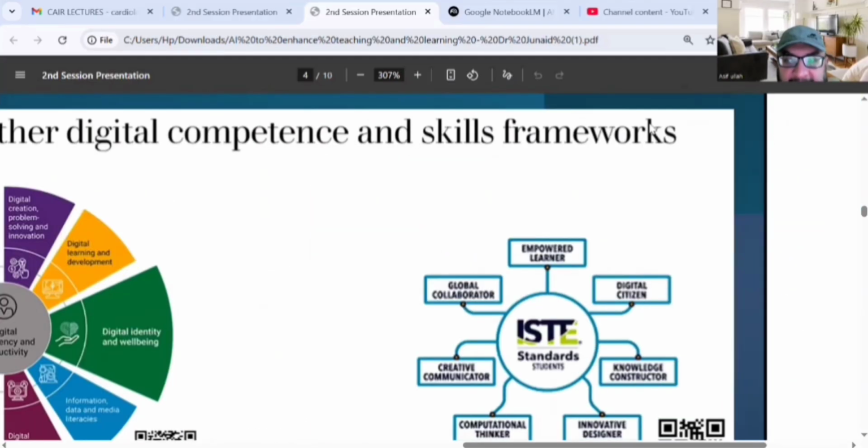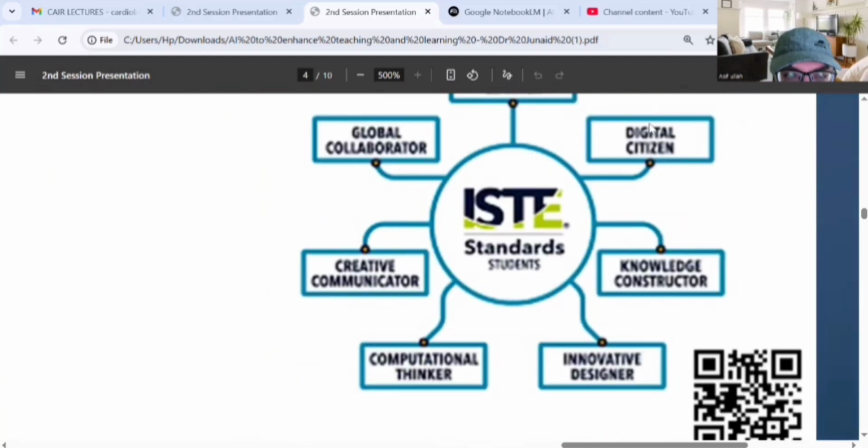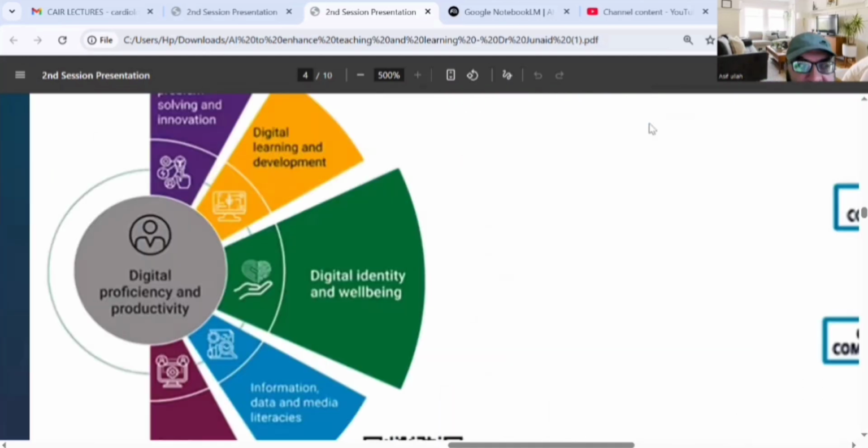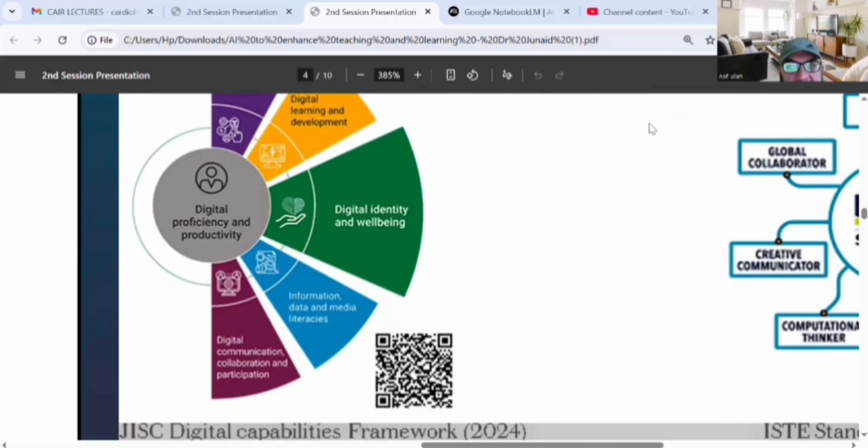Other digital competence and skill frameworks: the ISTE standards: empowered learner, digital citizen, knowledge constructor, innovative designer, computational thinker, creative communicator, and global collaborator. There is another digital proficiency and productivity framework, in which there are digital creation, problem solving and innovation, digital learning and development, digital identity and well-being, information, data and media literacies, digital communication, collaboration, and participation.